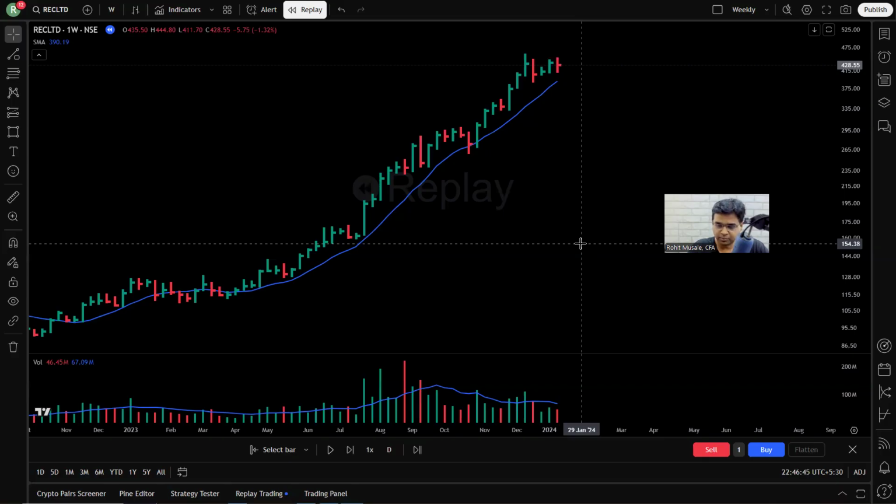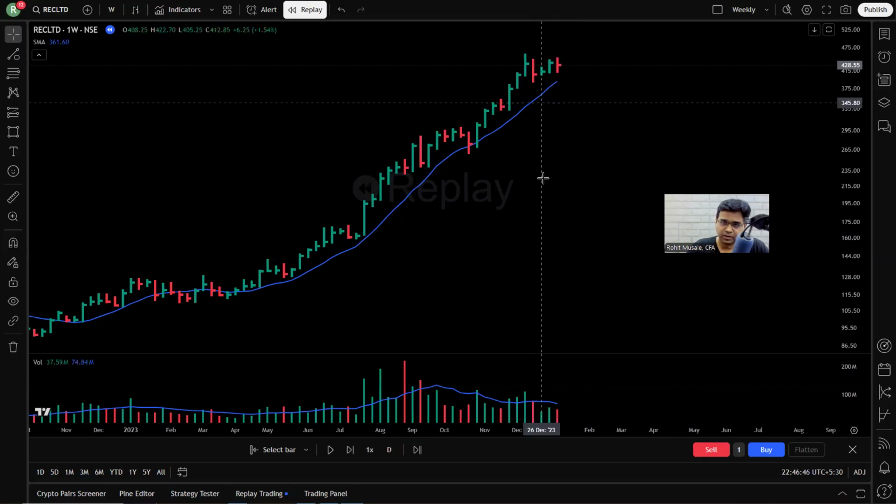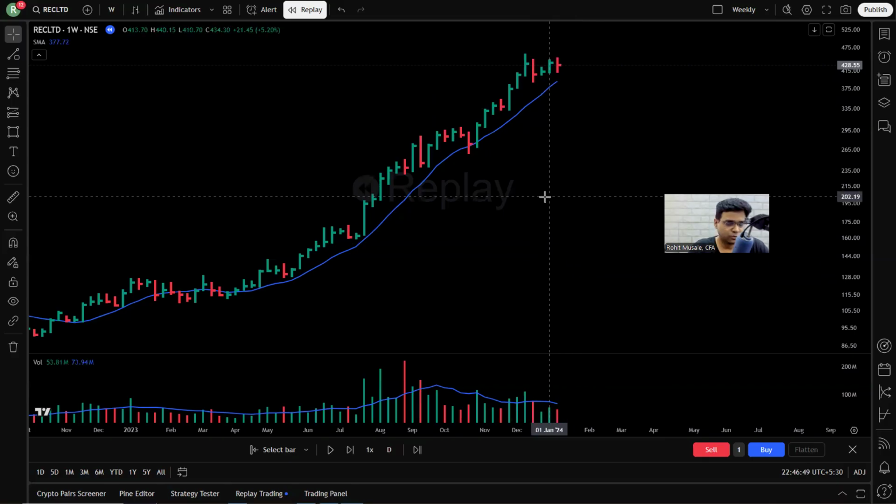Let me explain. Now, this is a flat base. I have been telling you no need to go into the definitions of the bases because these bases are already marked on the MarketSmith chart. Even the pivot point is marked on the MarketSmith chart. So you don't really need to go into the definitions of these bases.